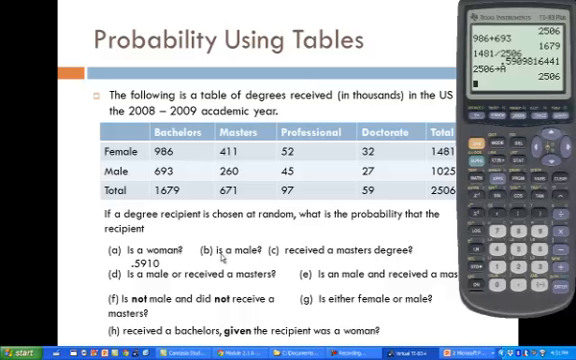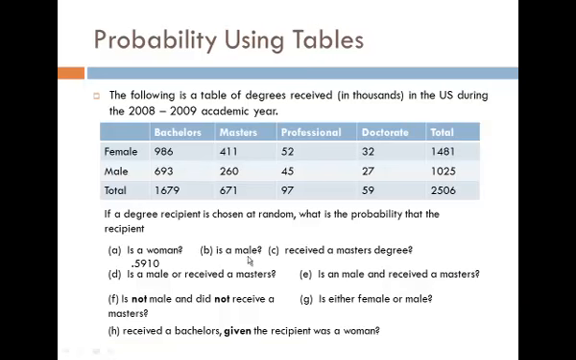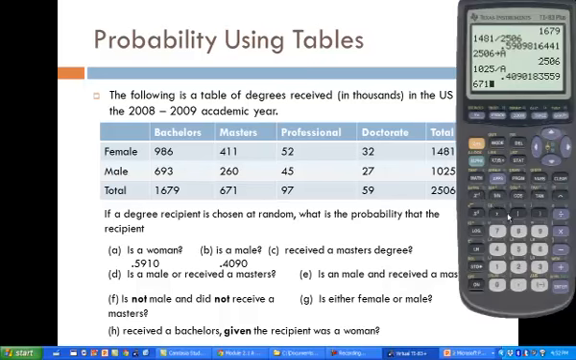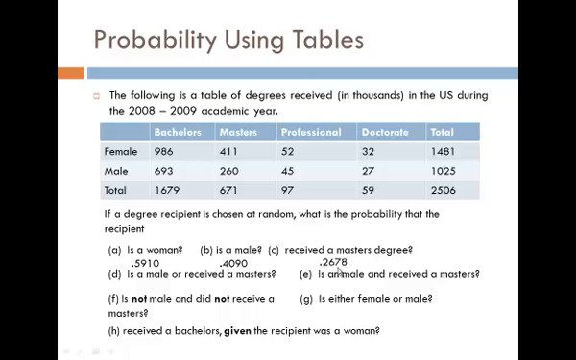What is the probability that the selected person was male? Find out how many total were male, so 1025, and then divide by A. That's 40.90%. Received a master's degree: how many people received a master's degree? 671. So I can do 671 divided by A. 26.78%.